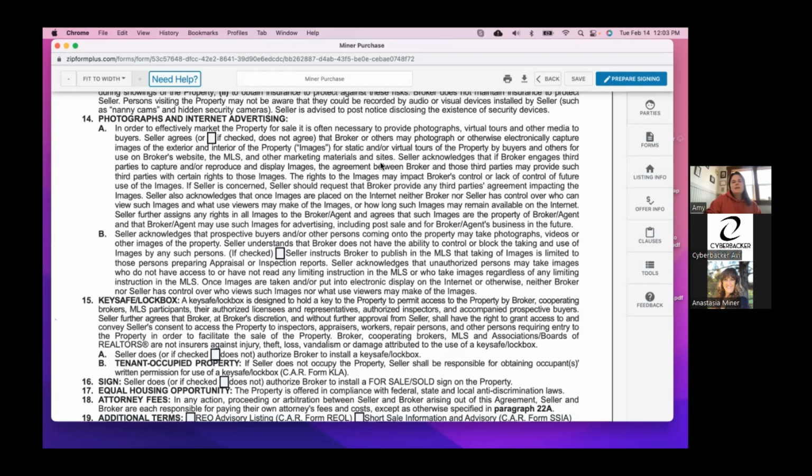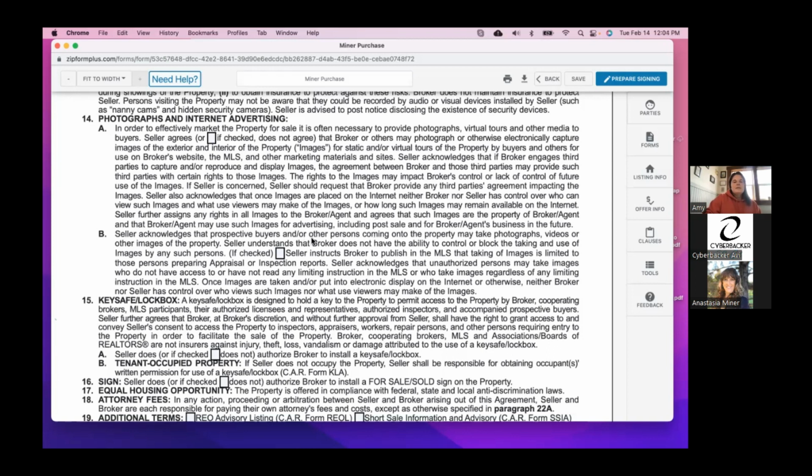Seller acknowledges that if broker engages third parties to capture and or reproduce and display images, the agreement between the broker and those third parties may provide such use of the images. If seller is concerned, seller should request that the broker provide any third party's agreement impacting the images. Seller also agrees that once the images are placed on the internet, neither the broker nor the seller has control over who can view such images and what viewers may make of the images, or how long such images may remain available on the internet. Seller further assigns any rights in all images to the broker agent and agrees that such images are the property of the broker agent, and that the broker agent may use such images for advertising, including post-sale and for broker agent's business in the future.